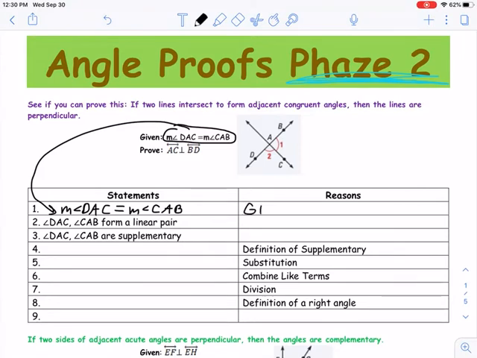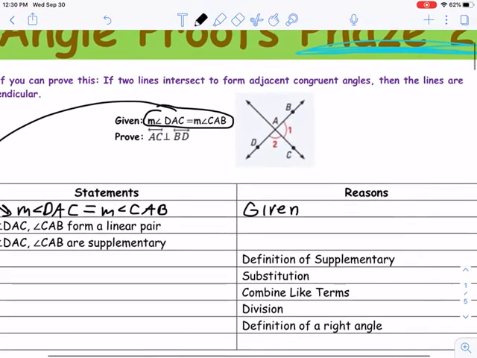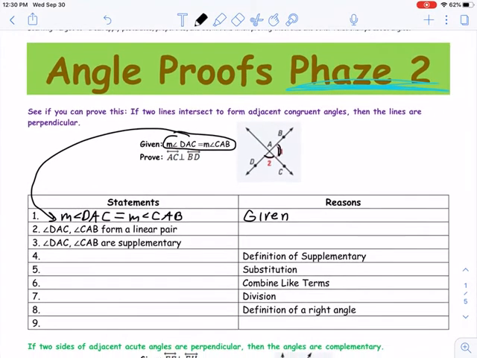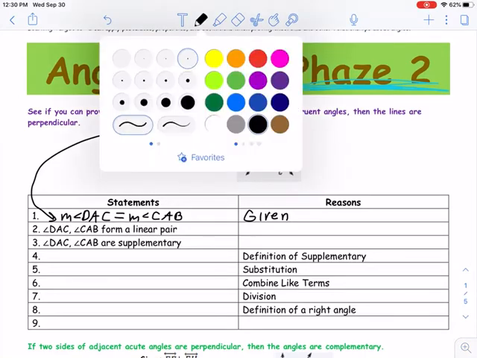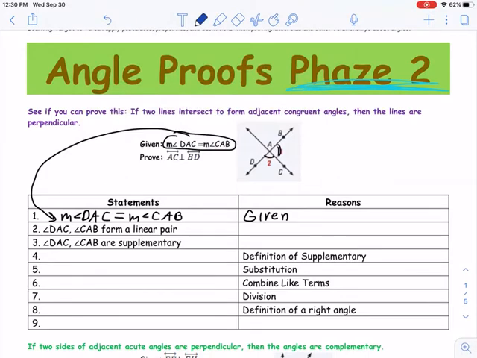Alright, remember, proofs are just kind of a giant pattern, and the quicker we see the pattern, the more success we're going to have. Furthermore, DAC, CAB, it told me that these angles were congruent. Great. Now I can say that they also form a linear pair. Why can I say that DAC and CAB form a linear pair? Just look at it. DAC is that angle right there. CAB is that angle right there.